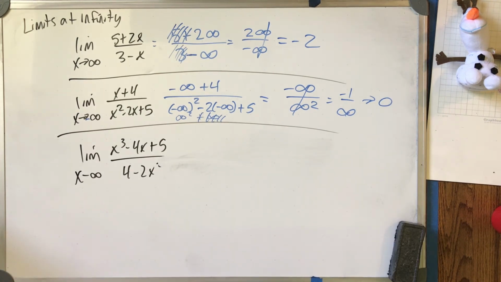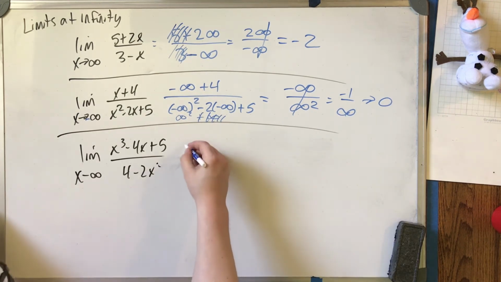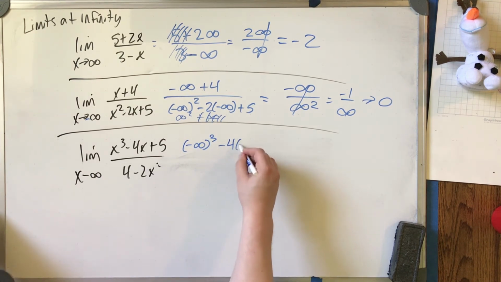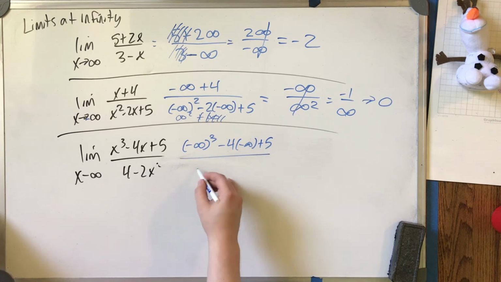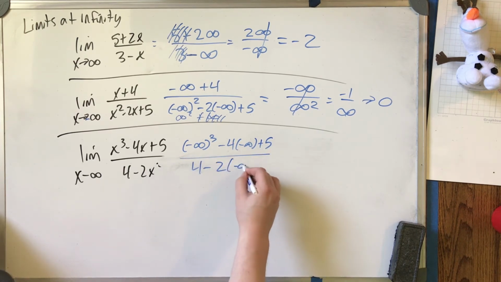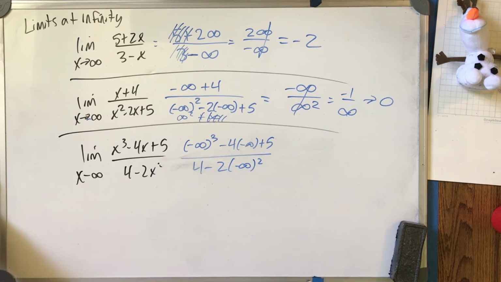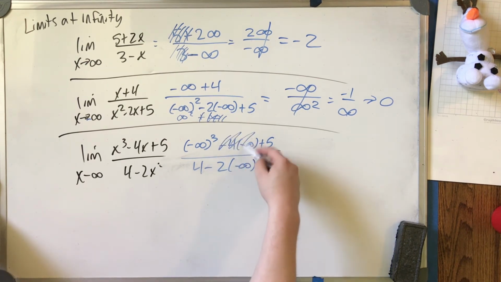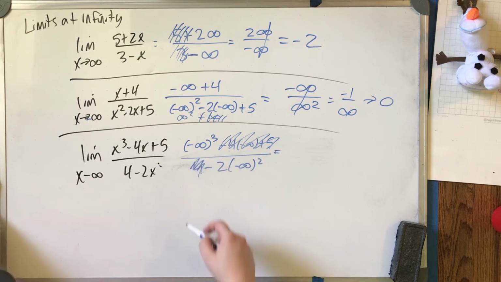Okay, here we have x approaching negative infinity. I will again just direct substitute that in. So I get negative infinity to the third minus 4 times negative infinity plus 5, all over 4 minus 2 times negative infinity squared, is what I believe that said. So when I'm doing this stuff, essentially these don't matter. Same thing with this 4.